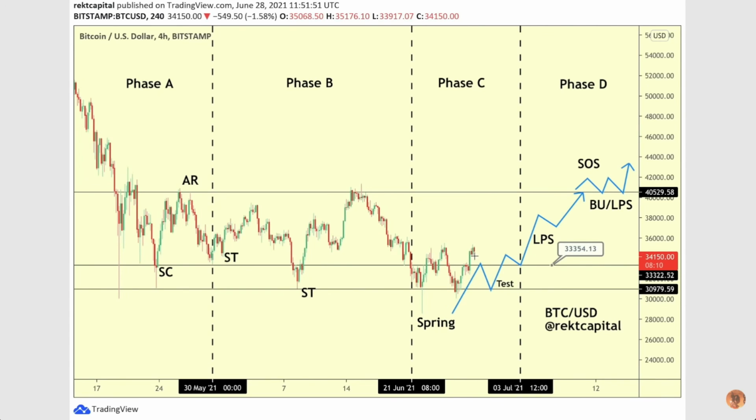So if we just pull back here and confirm this level, 33,000, as a support once again, then that could be a good case for that transitional period from phase C to phase D.